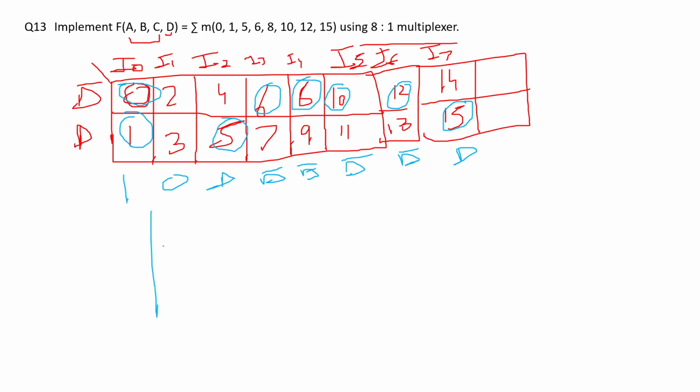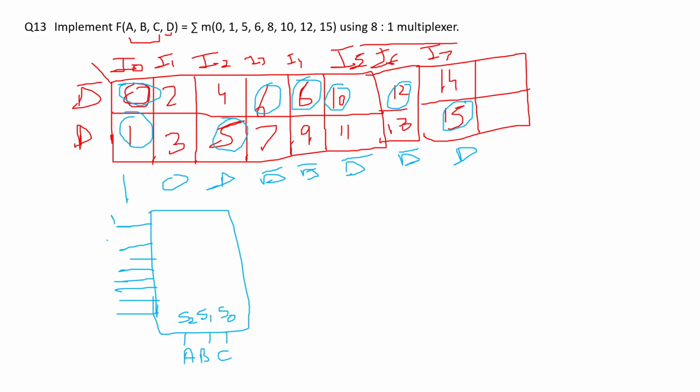If I have to construct it using an 8:1 mux, these are my select lines A, B and C. This is S2, S1, S0, and these are my input lines here. This is 1, this is 0, this is D, this is D complement, D complement, D complement, D complement, and then D. So this is how you implement this Boolean function using an 8:1 multiplexer.